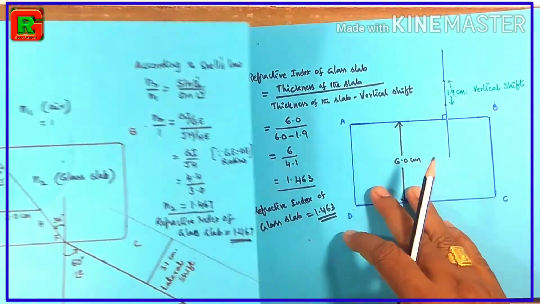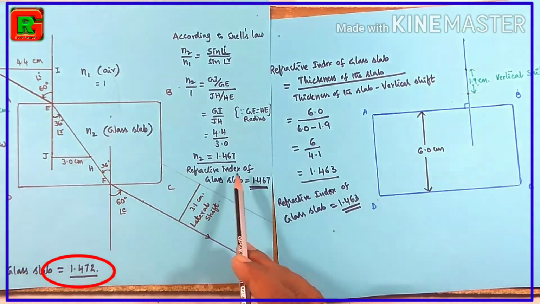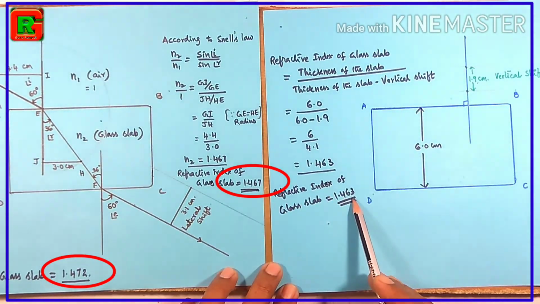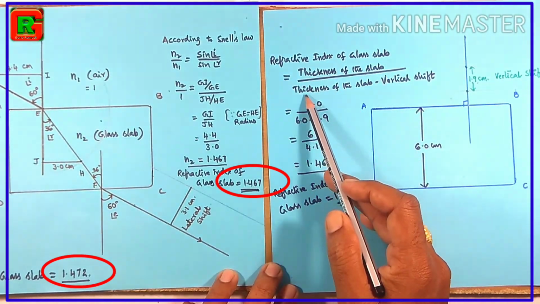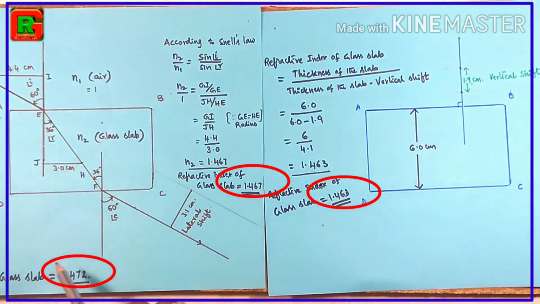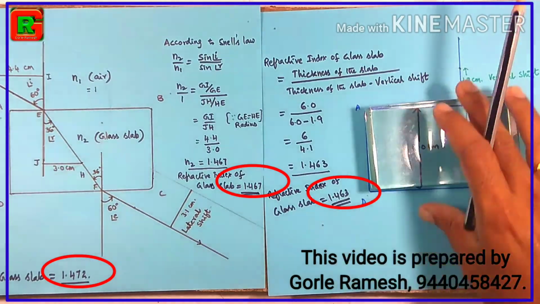By these activities, we have concluded that according to Snell's law, the value of refractive index is 1.472 or 1.467. And by using the vertical shift, the value of refractive index is 1.463. So, whatever method we use to calculate the refractive index of the glass slab, we will get the value nearly equal.